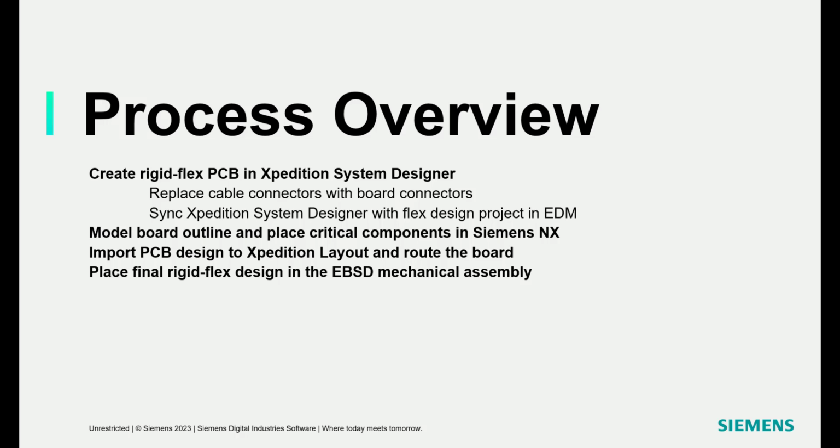In this demo, we'll create a rigid flex PCB in Xpedition System Design. We'll then replace the existing cable connectors with board connectors and sync the Xpedition System Design with the newly created flex design project in EDM. We'll then model the physical board outline and place critical components in Siemens NX, and then import the board back to Xpedition Layout and route the board. We'll then finally place the rigid flex design in the overall EBSD mechanical assembly. And with that, let's get started.